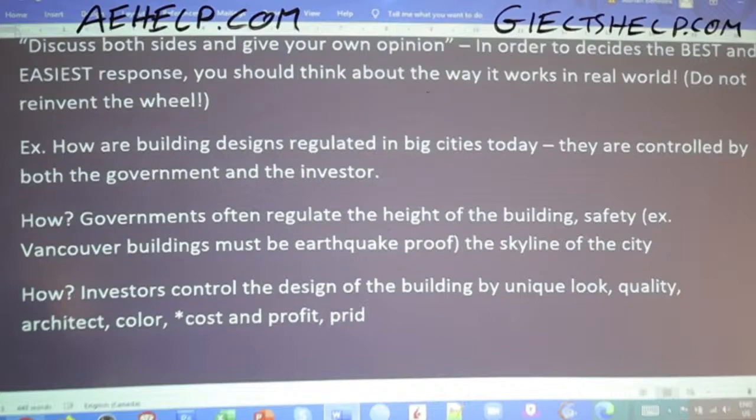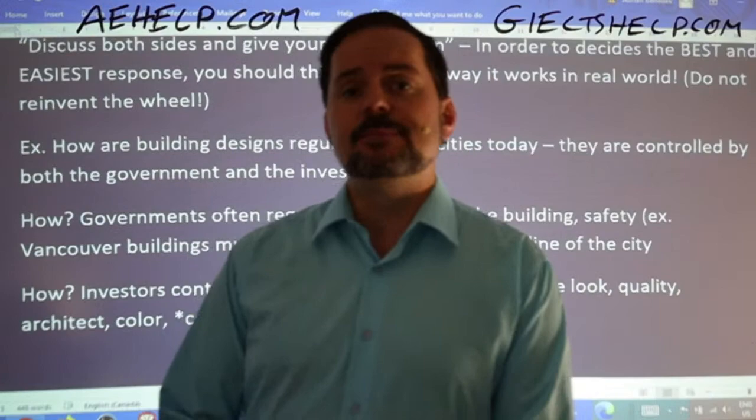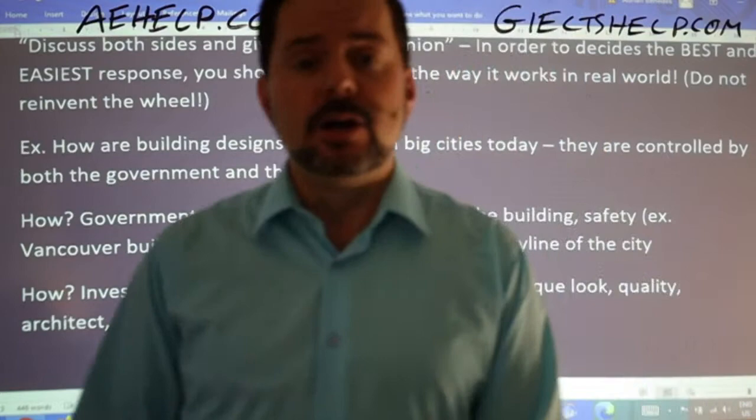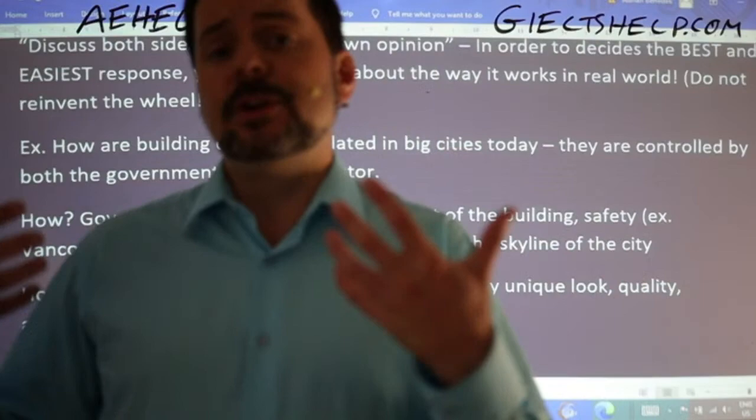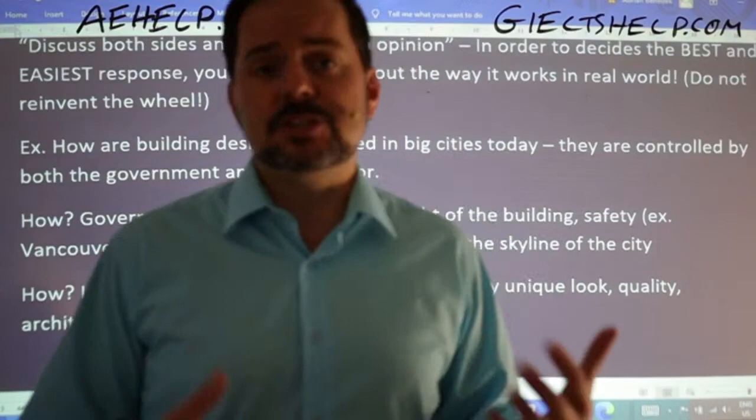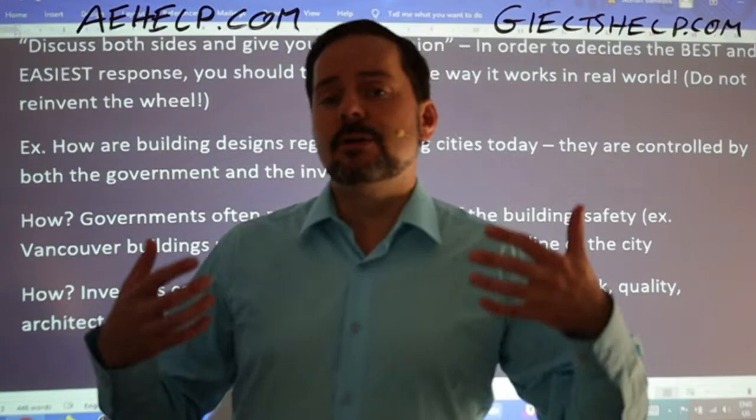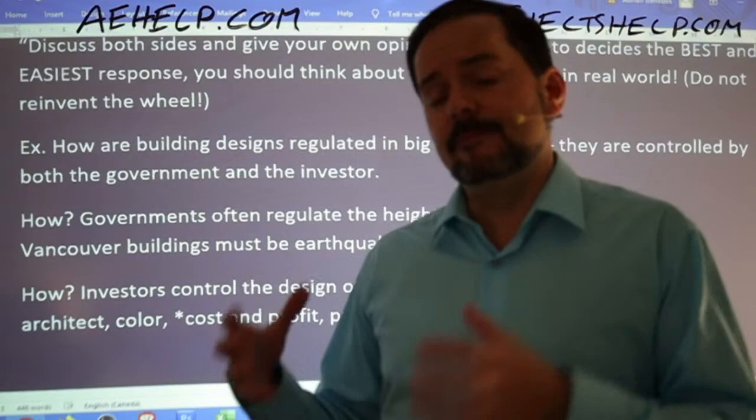Okay, so think of Donald Trump, Trump Towers, right? They want to be proud of the building that they build, but at the same time, there are also cost benefits. Nobody likes to lose money, especially very, very wealthy investors who are building these millions and millions of dollars worth of skyscrapers. They don't want to lose money. So that also is going to influence the design of the building, right? So cost, profit, and pride.